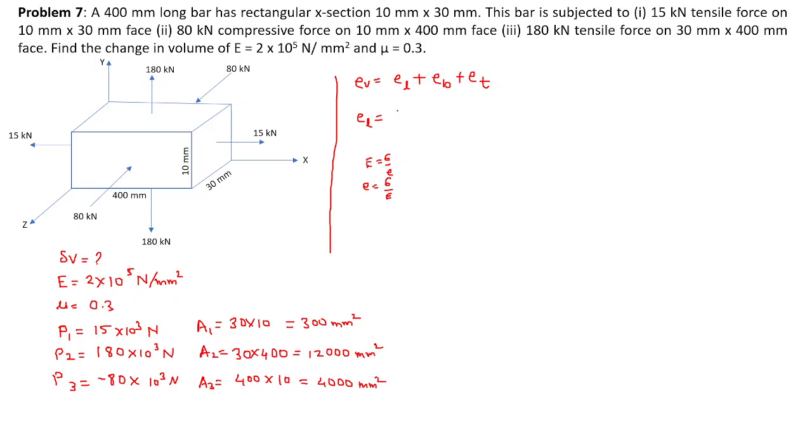Sigma means P upon A, so P1 upon A1 E, then minus of P2 upon A2 E into Poisson's ratio, minus of P3 upon A3 E into mu. Okay.